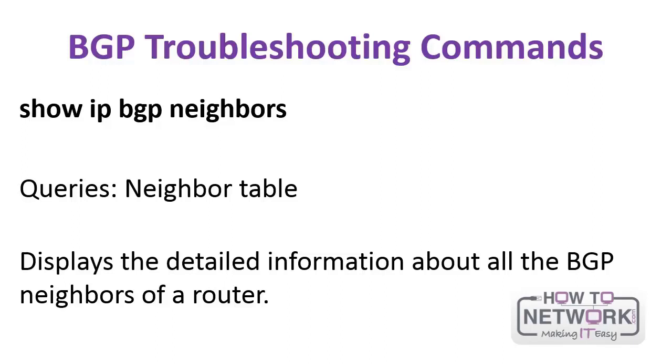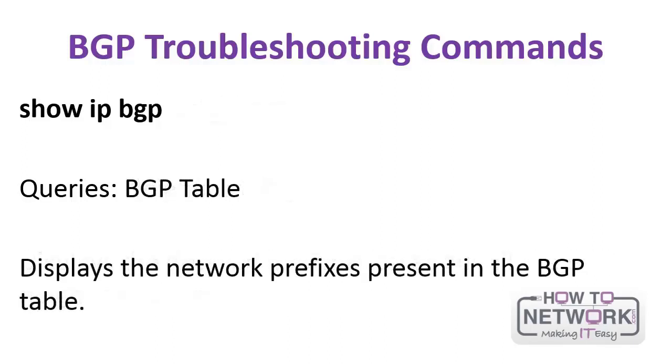I think you'll find in 90% of the cases, show IP BGP summary will provide you enough information to really get started in isolating the issue. Then there's show IP BGP, and you'll remember what the BGP table is. Well, this displays that table. All the network prefixes that have been learned via BGP are in this table.